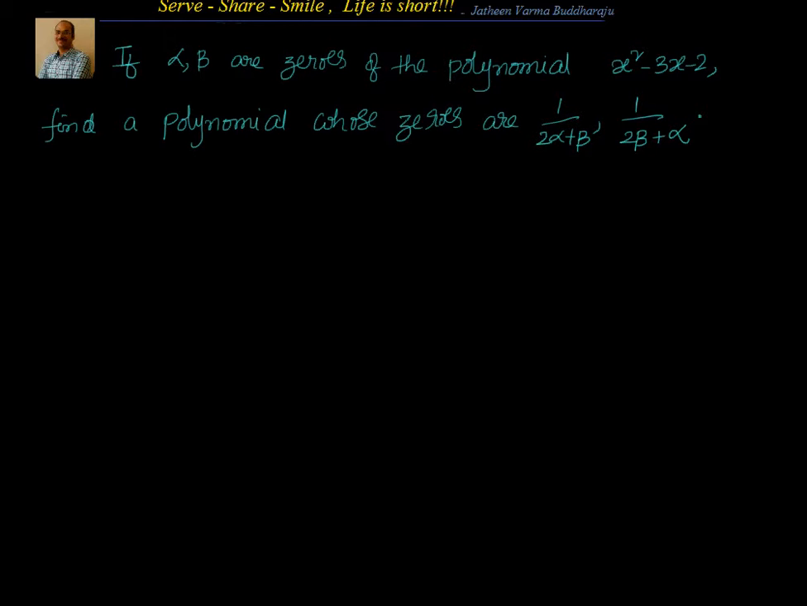So first let's try to understand the meaning of alpha, beta being zeros of the polynomial. For that I will step back and write: x square minus 3x minus 2 equal to, if alpha, beta are zeros of the polynomial, then I can write it as x minus alpha into x minus beta, which is nothing but x square minus of alpha plus beta into x plus alpha beta.